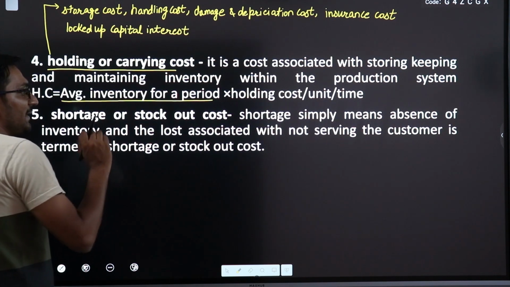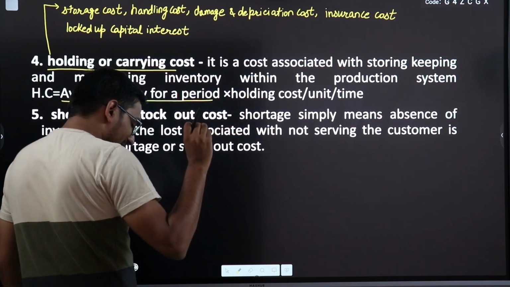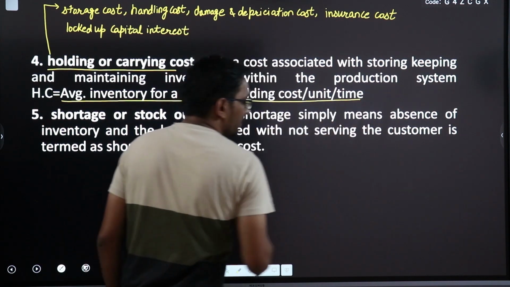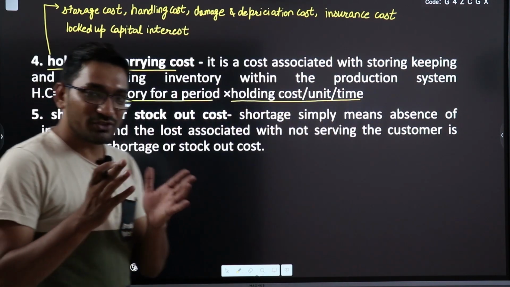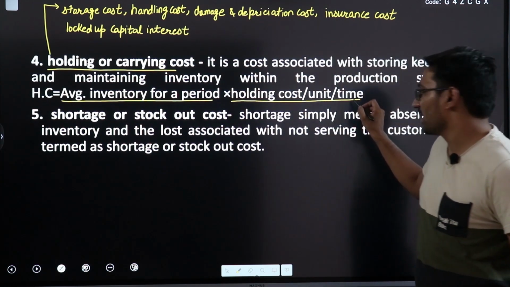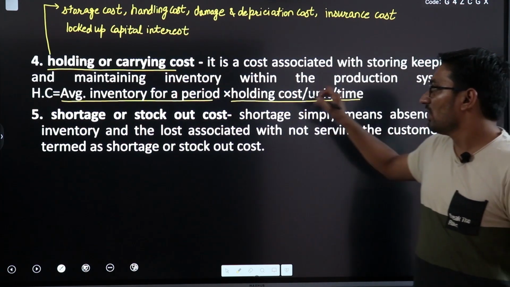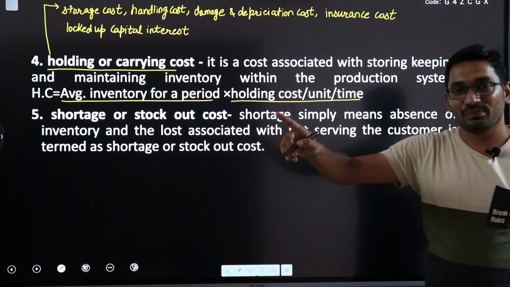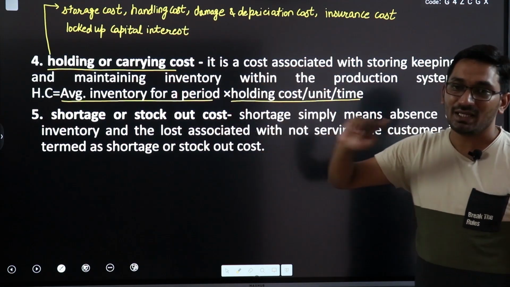So the average inventory which you are maintaining for a period, multiplied by the holding cost per unit per time, right? For how much time you are maintaining the inventory. This is important, here we have the time concept. So holding cost per unit per time, for how much time you are maintaining that inventory.